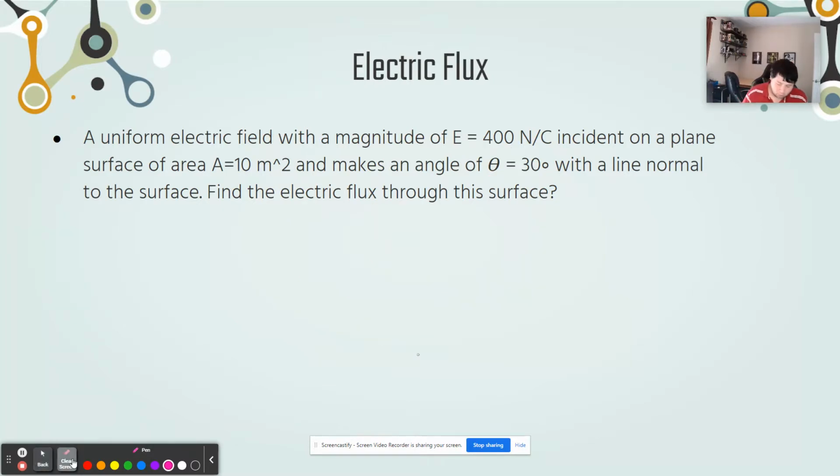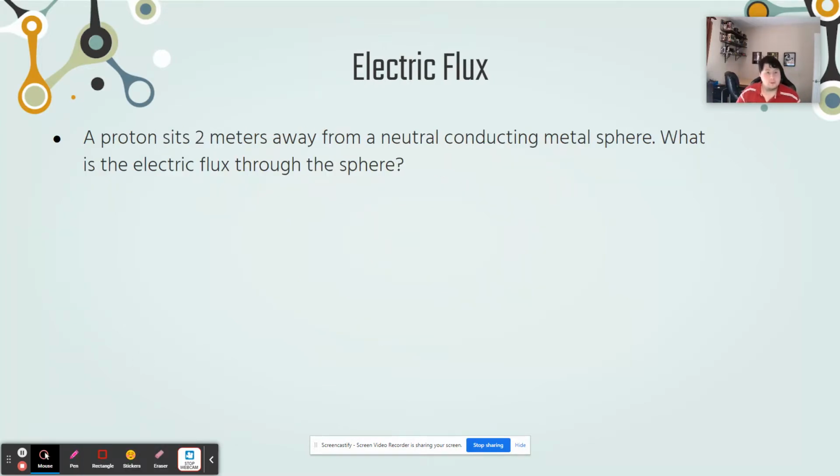Okay, last question here. A proton sits 2 meters away from a neutral conducting metal sphere. What is the electric flux through the sphere? Okay, so I've got a sphere here, and there's a proton a couple meters away. I use this example because it helps illustrate two things. First, I've got to figure out what equation to use. I guess I know the angle, but I don't know the area of the sphere. I could calculate the electric field from the proton, but I don't know the area of this sphere. So I'm probably not using that equation we just used.